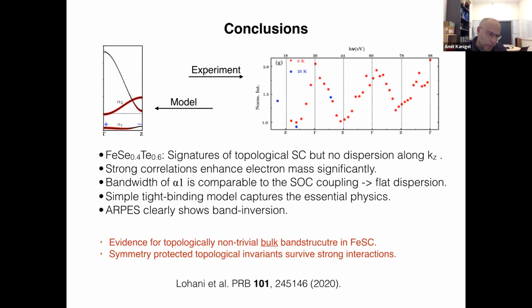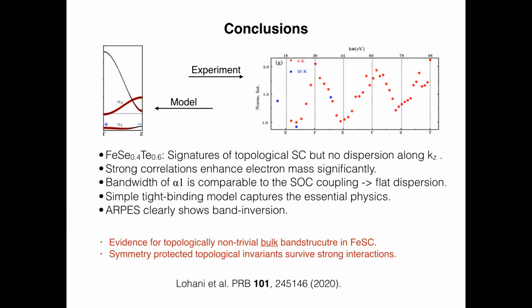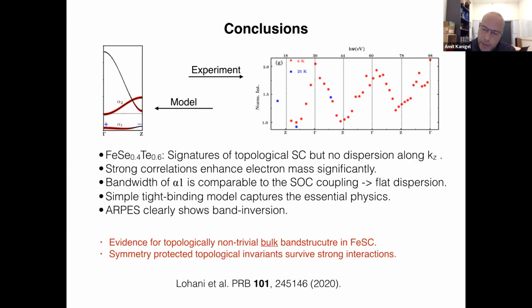So we see. You mean now the magnetic gap? Yes, the gap at the Dirac point. No. With this kind of RPES data, I cannot even try to see such a small gap.